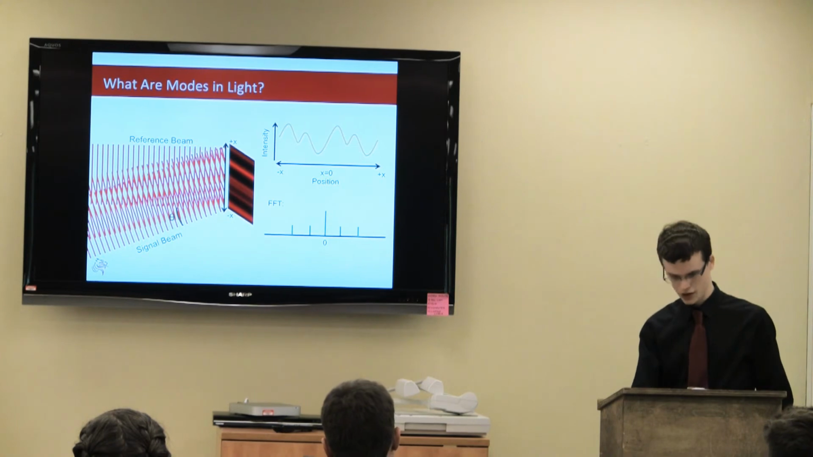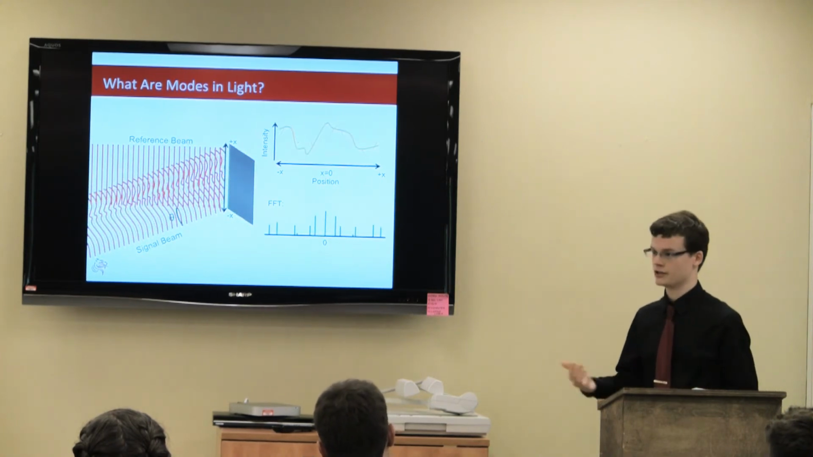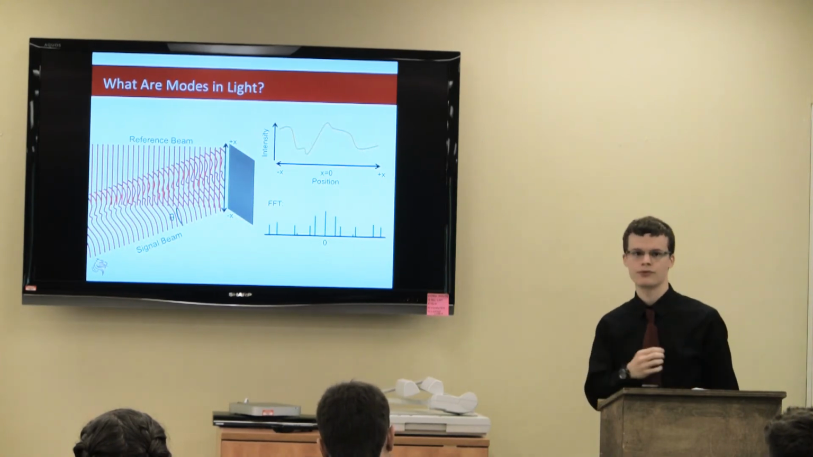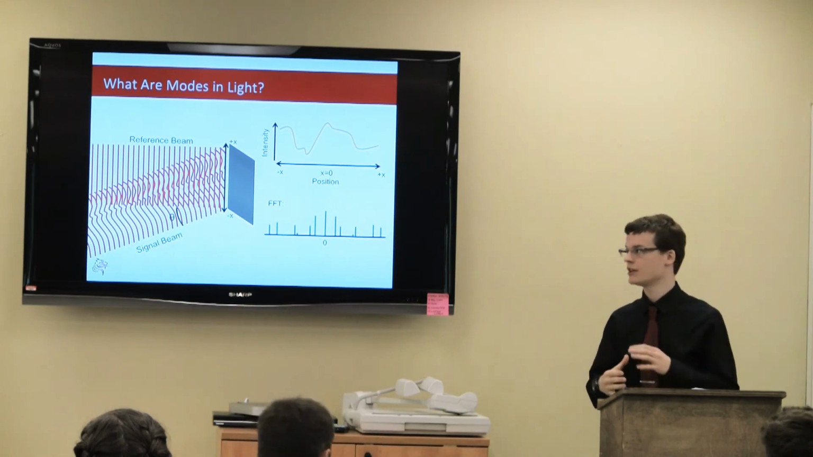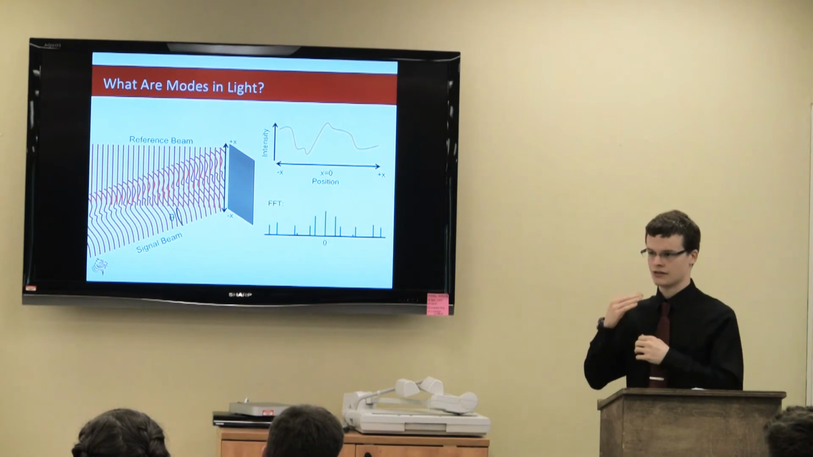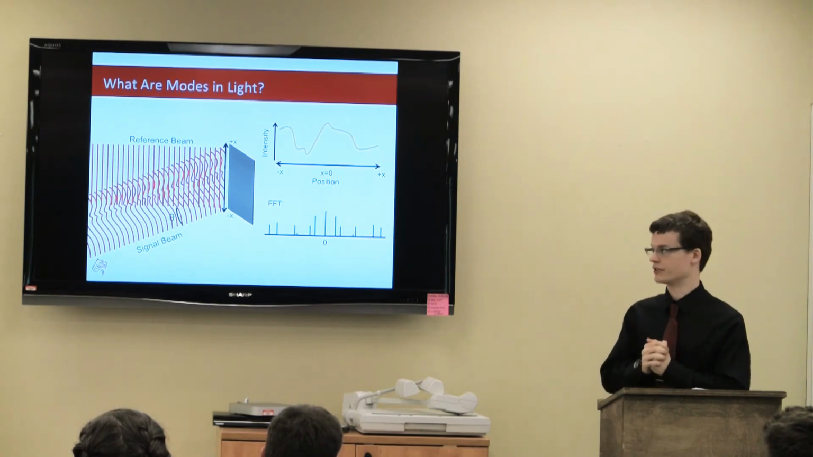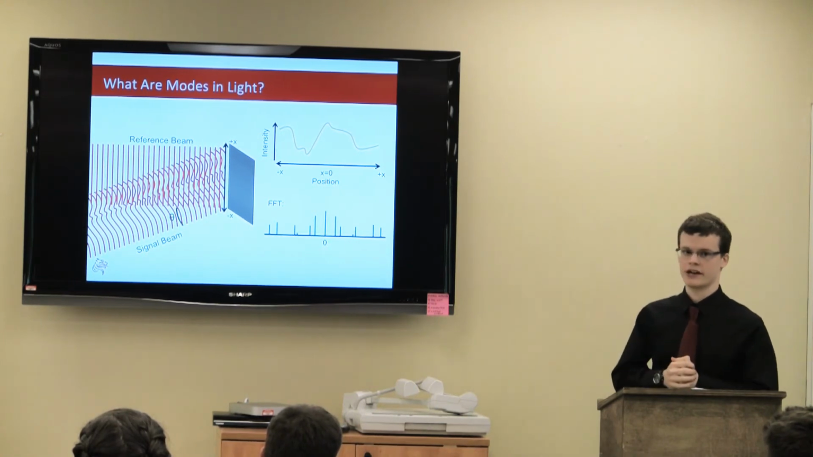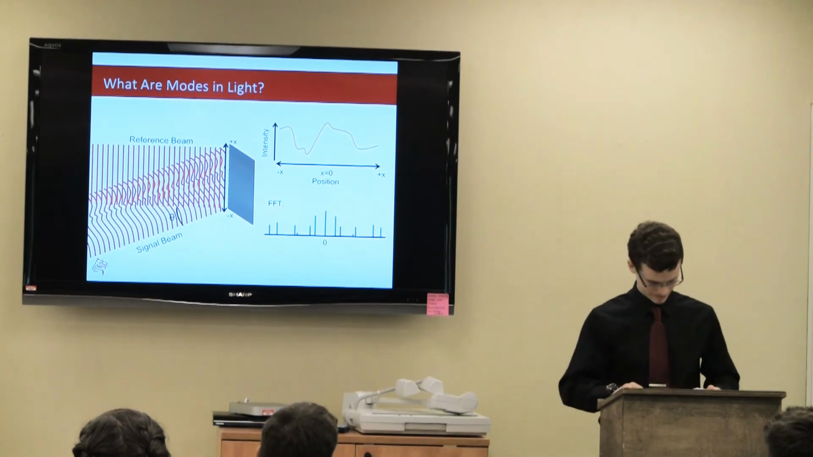If we have some arbitrary signal beam with some unknown number of modes, we can apply the Fourier transform to our intensity graph that results from the interference with the reference beam, and we can determine exactly which modes are present in our signal beam just based on that. And that's really powerful.